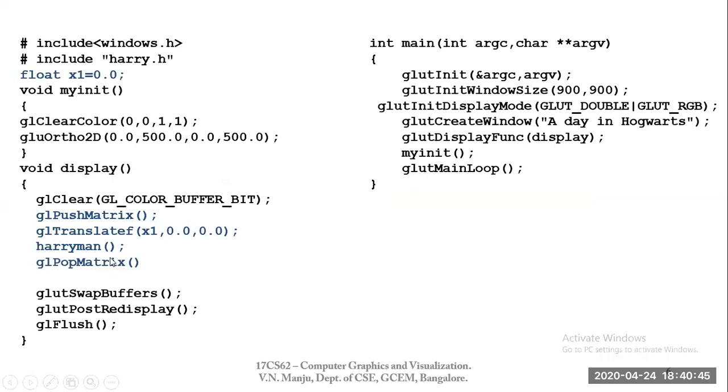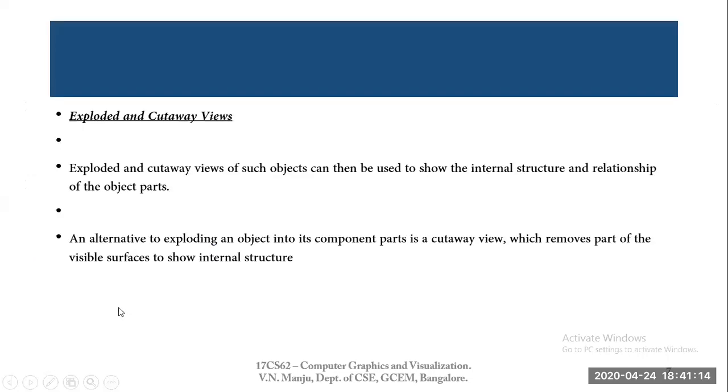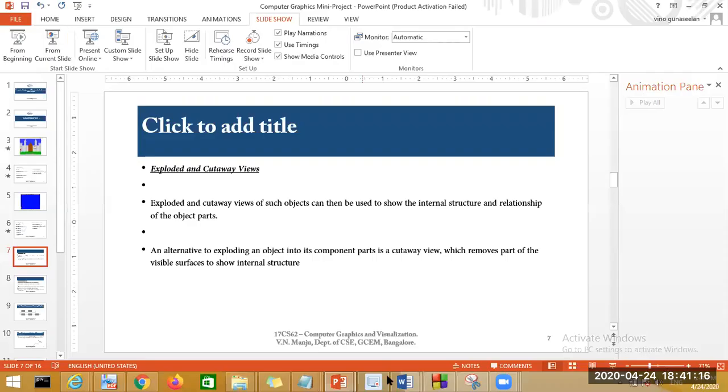So any transformation you have to do, you have to put within a push matrix and a pop matrix. It is starting from 0. You can see Harry was starting from the left hand side, so I have to give it as 0.0. And I have to keep incrementing. See here, x1 is equal to x1 plus 0.05. If I give that, you can see the man move. So I'll just show you in this program.